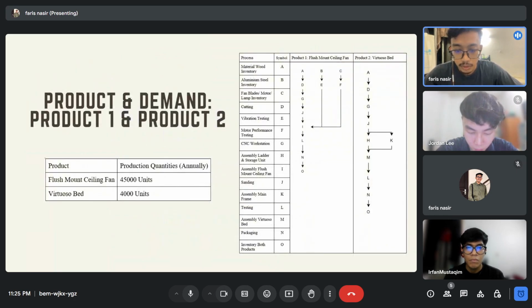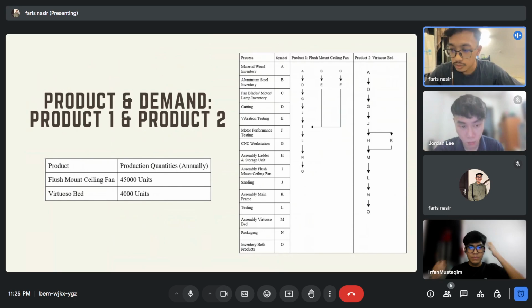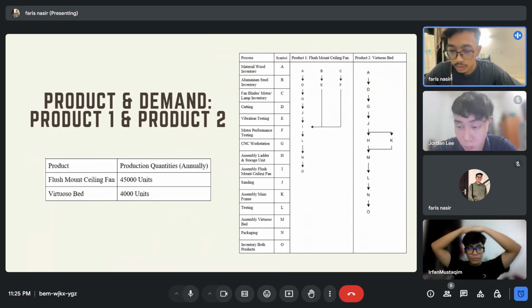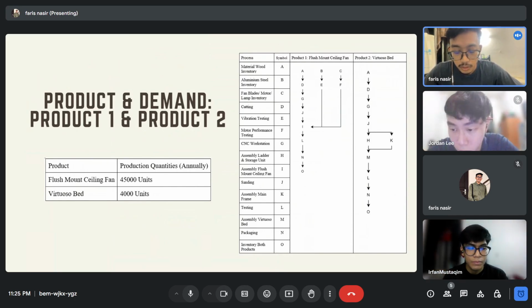The next one is the product and demand for product 1 and also product 2. Basically, this chart is to observe and identify the process and also the flow of the product to be produced. For product 1, we can see it on the left side, and for product 2, we can see it on the right side. The quantities estimated to be produced annually are 45,000 units for the flush mount ceiling fan and 4,000 units for the vertical bed.